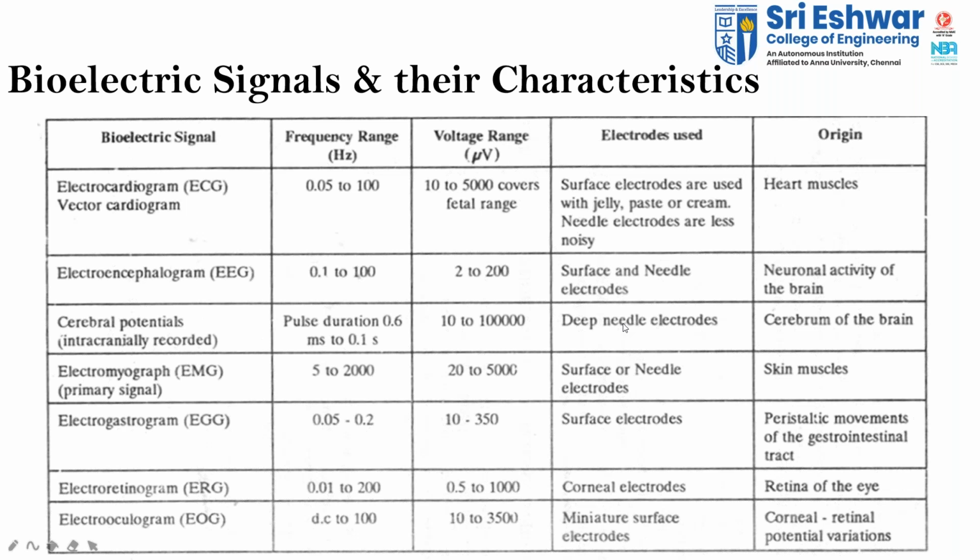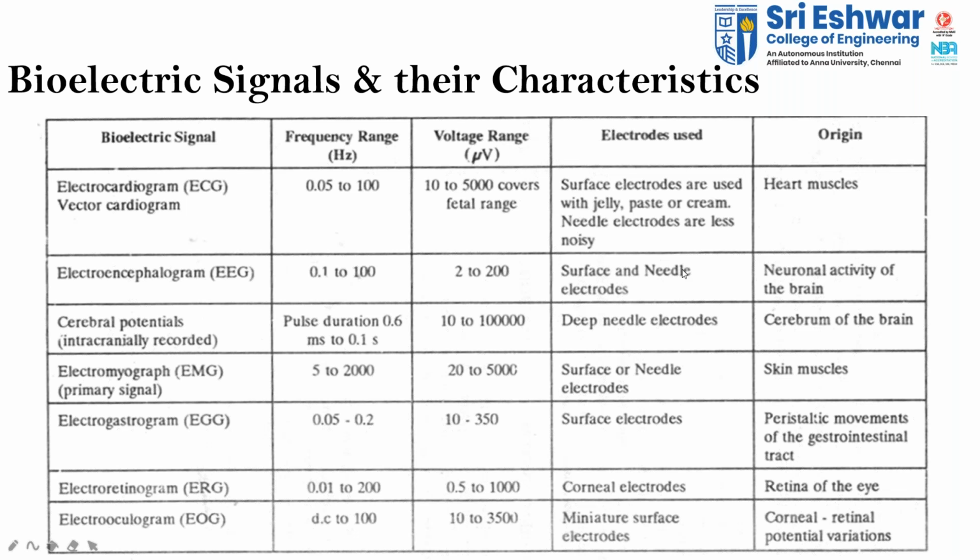So what are the electrodes used for taking out the signal from those places? We have many electrode classifications: surface electrode, needle electrode, and depth electrode. Out of these, we use surface electrodes to cover the maximum space in the chest, so that I can take heart rate and heart function properly. For this, the voltage range is 10 to 5000 microvolts, and the frequency range is 0.05 to 1000. Similarly, for electroencephalogram, the frequency is 0.1 to 100 and the voltage range is 2 to 200.